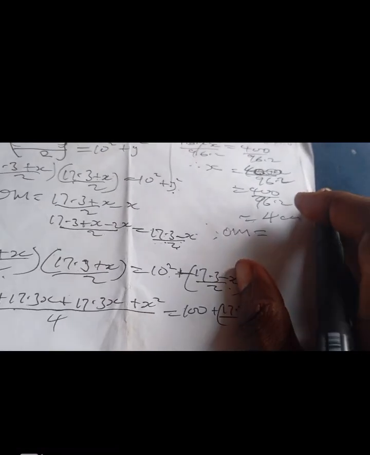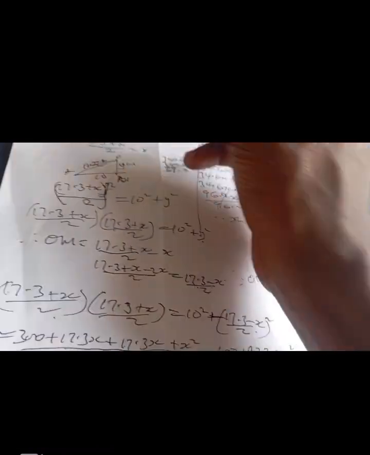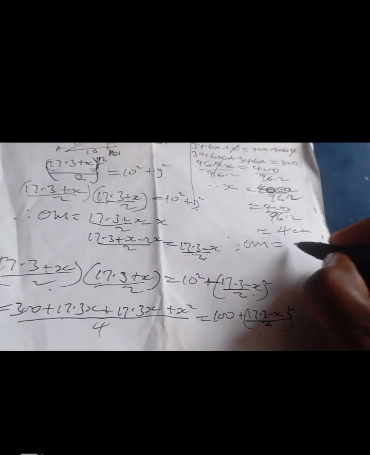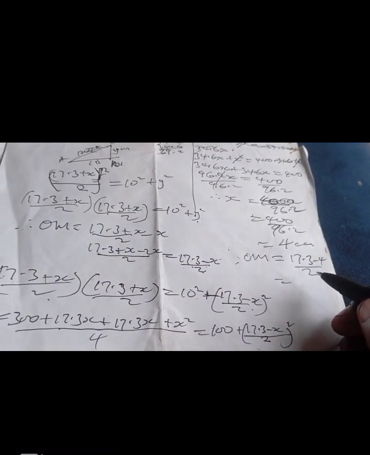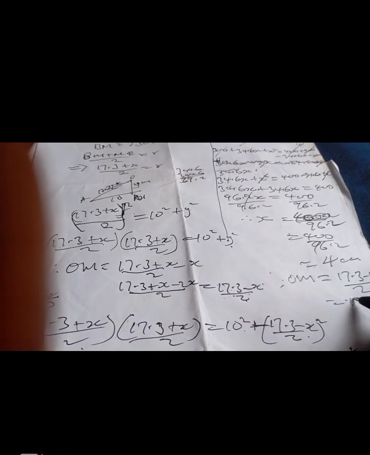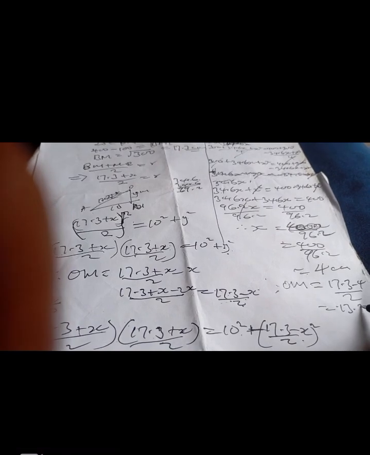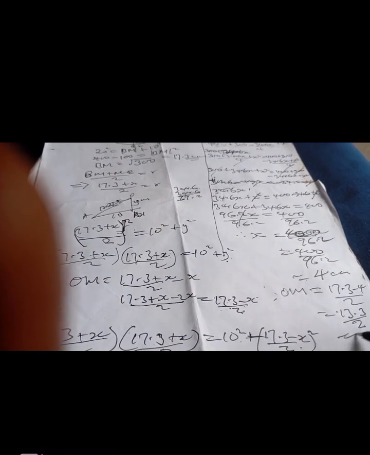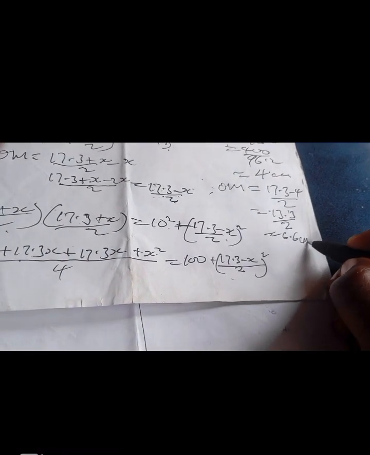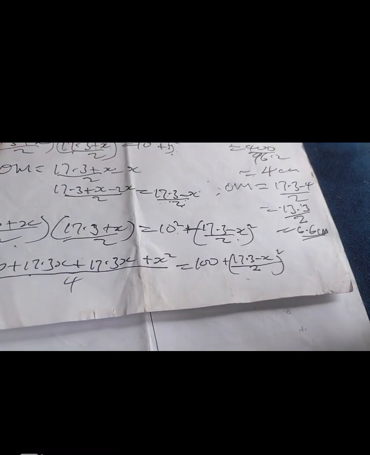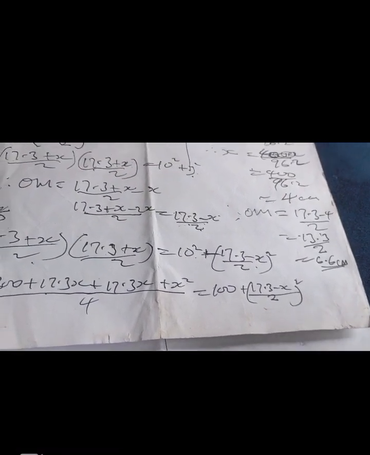OM is equal to 17.3 minus 4 divided by 2, which will give us 13.3 all over 2, which is equal to approximately 6.6 centimeter. Approximately 6.6 centimeter. Good job.